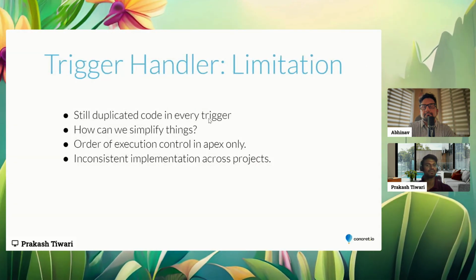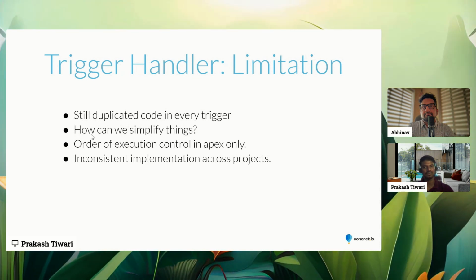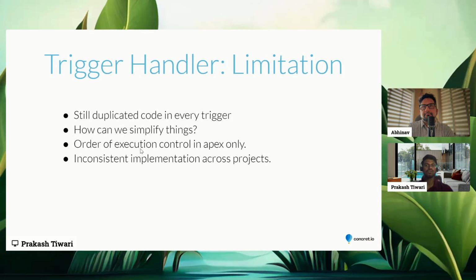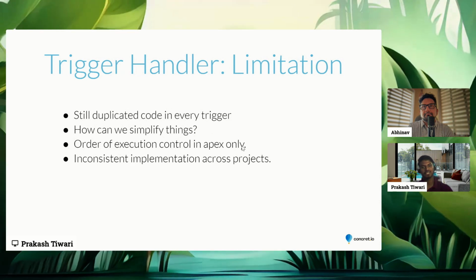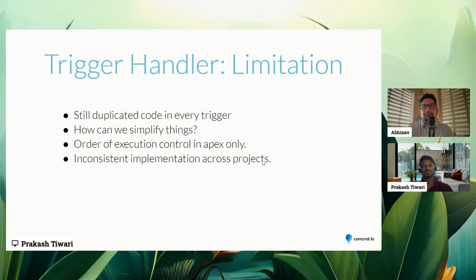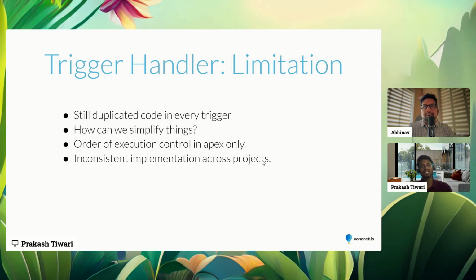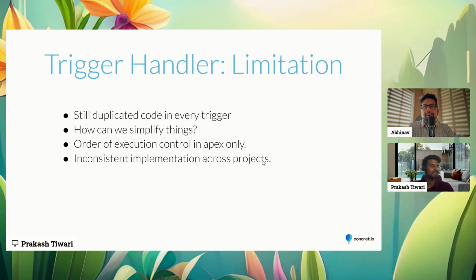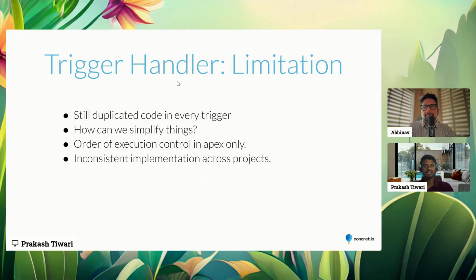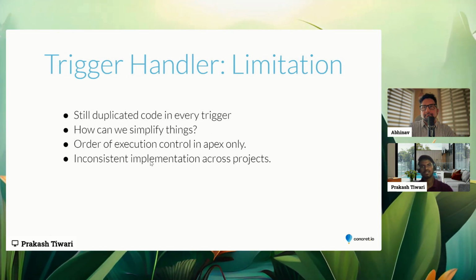So this is what we are talking about. Still we have duplicate code in the trigger. For each trigger we have to write down those routing logic. So the question is how we can simplify that. And the order of execution is controlled in Apex only. And there is inconsistency of implementation across the project. Here we can see we have used the handler, but we don't have any set of rules to create the logic and to use generic classes. So in different projects we see inconsistency in the handler approach as well.